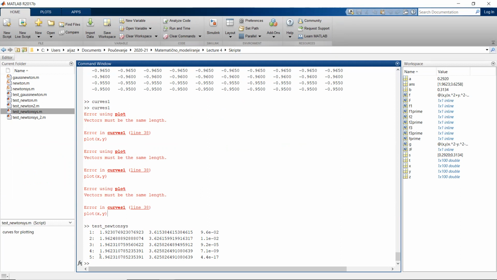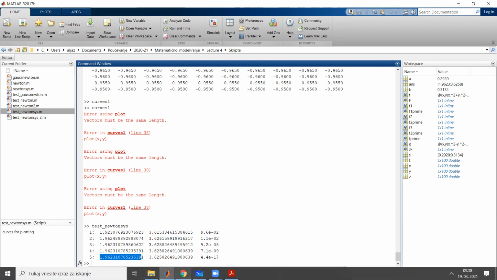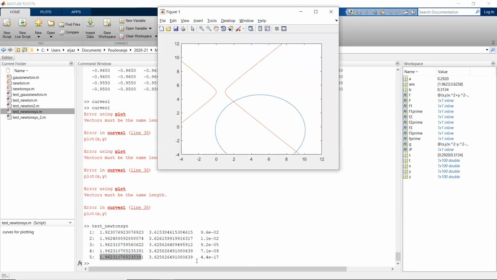So already after 5 steps, we converge, because the relative difference between the last two approximations is 10 to the power of minus 17. So we stop the iteration, and the intersection is then 1.96 and 3.62. So this is somewhere here. So 1.96 and 3.62.